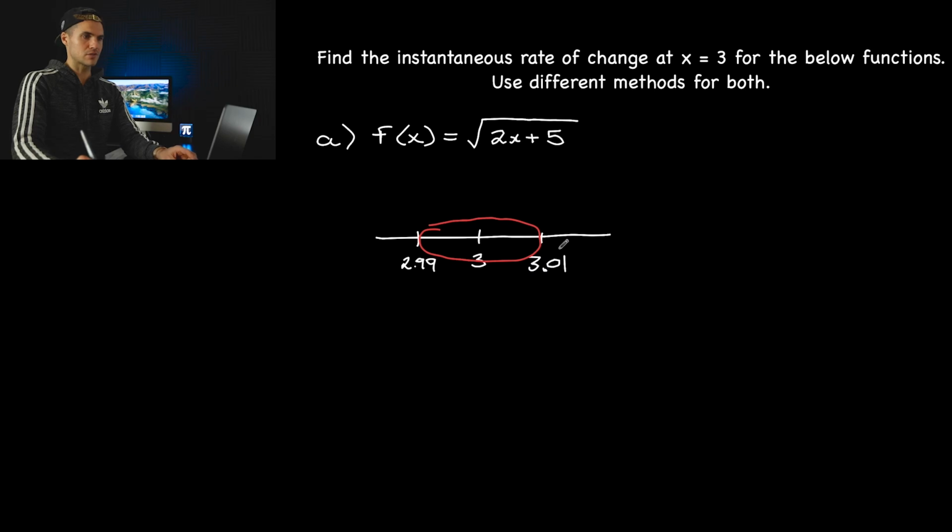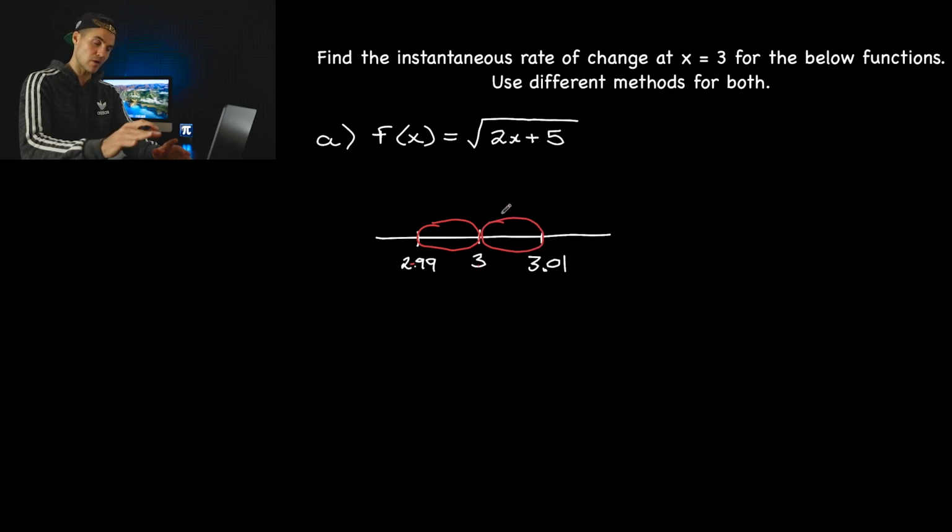Now, to illustrate for part B, I'm going to find the average rate of change for the preceding interval, between 2.99 and 3, and then for the following interval, between 3.01 and 3. So we're going to do two average rate of change calculations, and then we're going to average them out. We add our results and divide by 2, and that's another way to get an approximation for the instantaneous rate of change at an x value of 3.